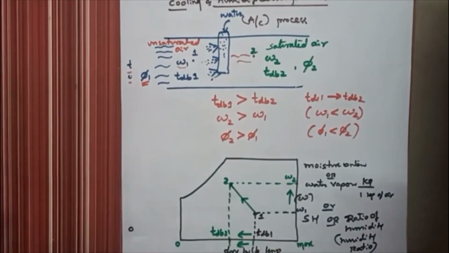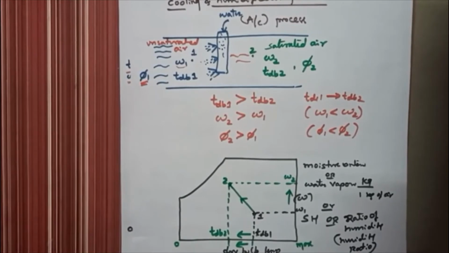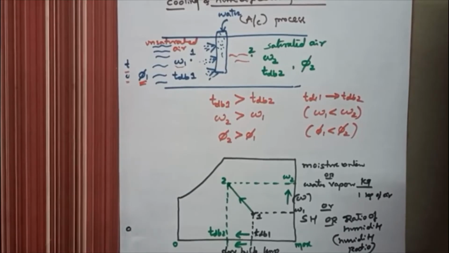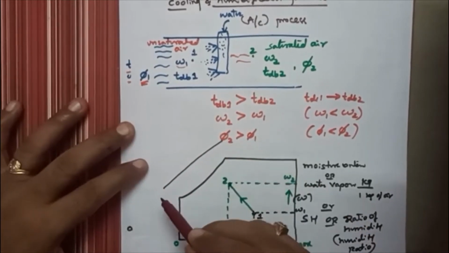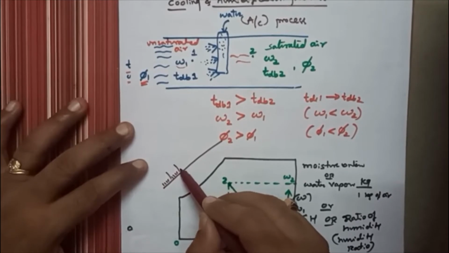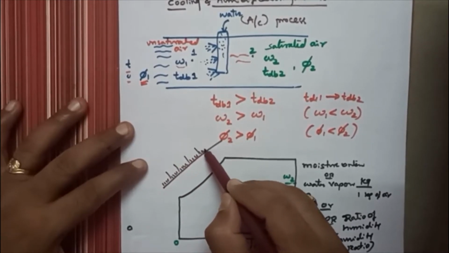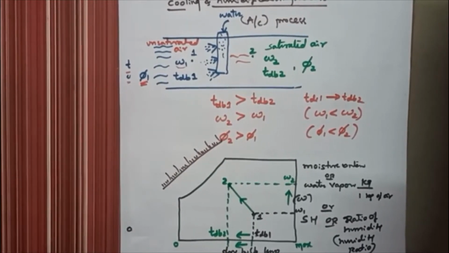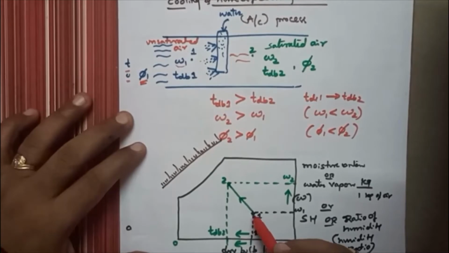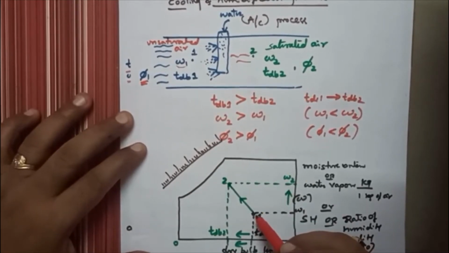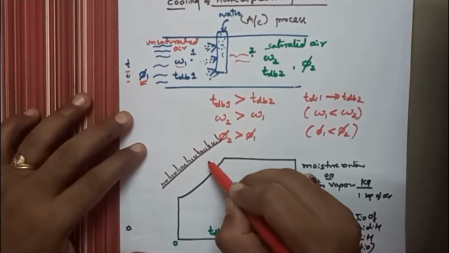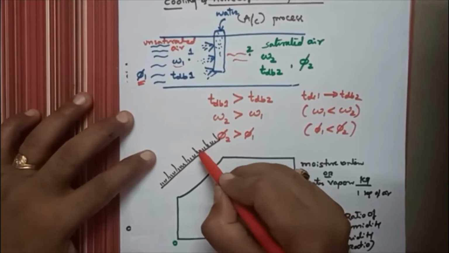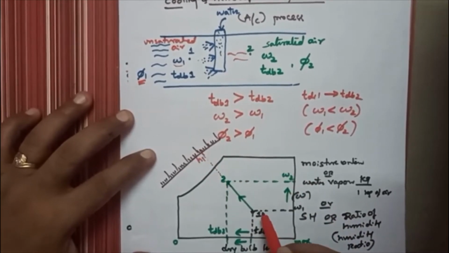Now if I ask you to determine the enthalpy at point number 1 and point number 2, how will you take it? This is the enthalpy line in the psychrometric chart, with some values of enthalpy. Enthalpy lines are represented by inclined straight lines. So I will extend this line up to the enthalpy line. This is H1, the enthalpy at point number 1.